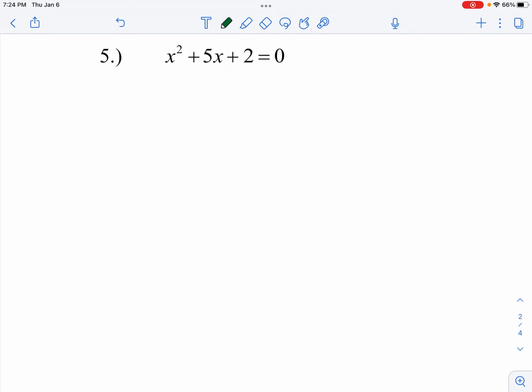Problem number 5 is going to be a little bit different than what we're used to seeing at this point. All right, now we see standard form equal to 0, so our intention would be to try to factor it. But here's the thing, see that 2? There are no factors of 2 that add up to this 5. So the sad news here is that this is a prime polynomial, which means you cannot factor it.